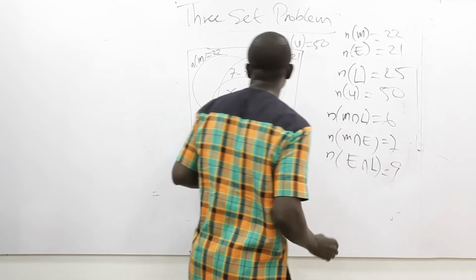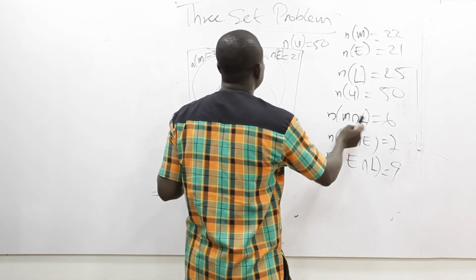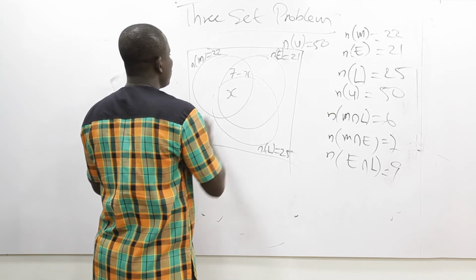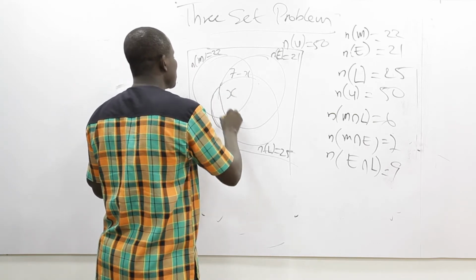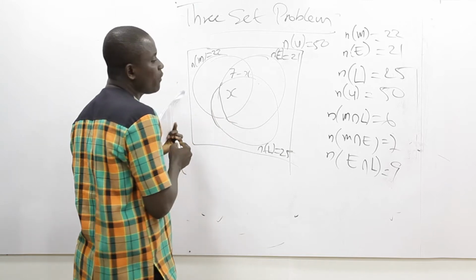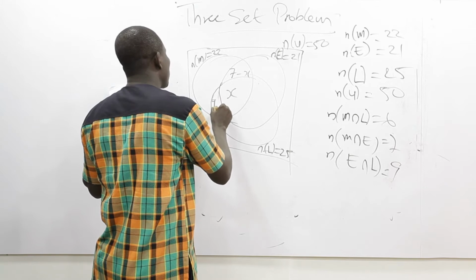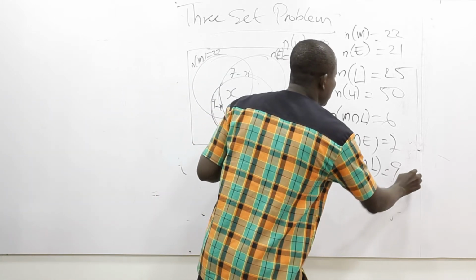Then maths intersection life skills is here. So M intersection life skills is this region. Over there, what is it? M and life skills is 9. So we have 9 minus X. Okay? 9 minus X. That's M intersection life skills.